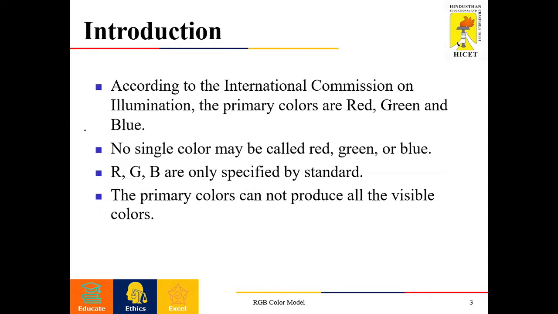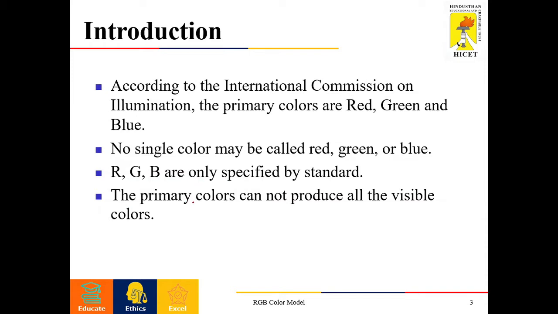But no single color can be called red, green, or blue. For red itself, we have different shades. Green has many shades. Similarly, blue has various shades. In the visible spectrum, one color does not abruptly change into another; it is smoothly blended into other colors. Hence, RGB cannot be tied to a single wavelength. Here, RGB are only specified by standards, the CIE standards.